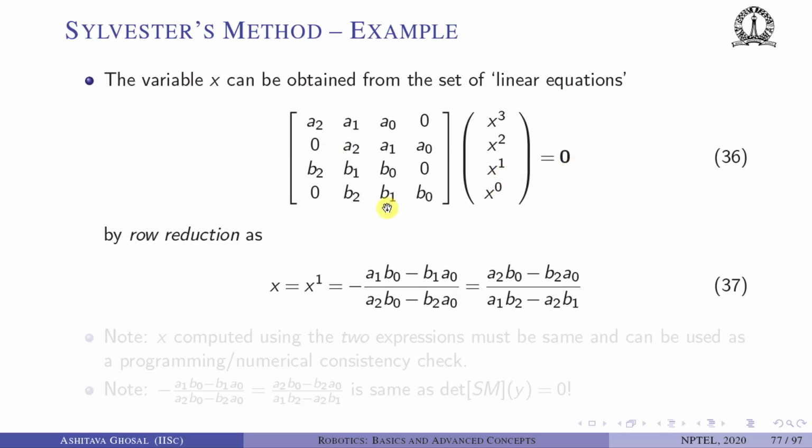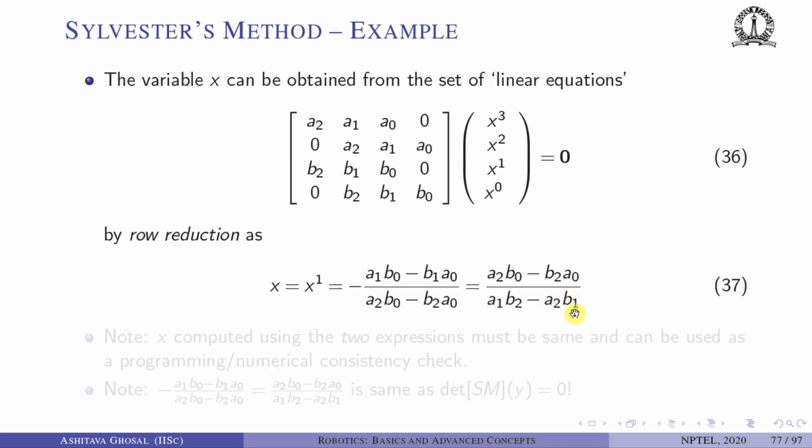So we have Sm into [x cube, x square, x to the power 1, x to the power 0] equals 0. We can do row reduction. Basically multiply the first equation by something, subtract from the second and so on. Okay, standard approach as in linear algebra to solve a set of equations. What we will get is that the third row will become x to the power 1 into something equal to 0, and we can simplify that and see that x to the power 1 is given by minus (a1b0 minus b1a0) divided by (a2b0 minus b2a0). It is also equal to (a2b0 minus b2a0) divided by (a1b2 minus a2b1).